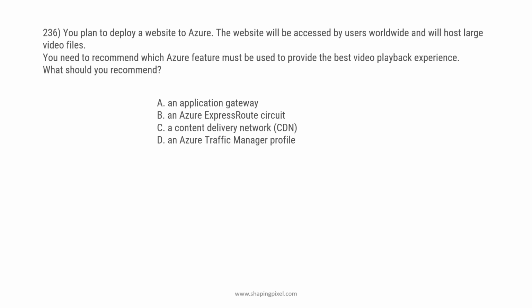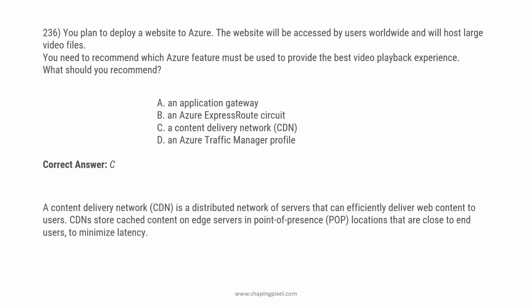Option A, an application gateway. Option B, an Azure ExpressRoute circuit. Option C, a content delivery network. And option D, an Azure Traffic Manager profile. So the right answer is option C, a CDN, which is Content Delivery Network.